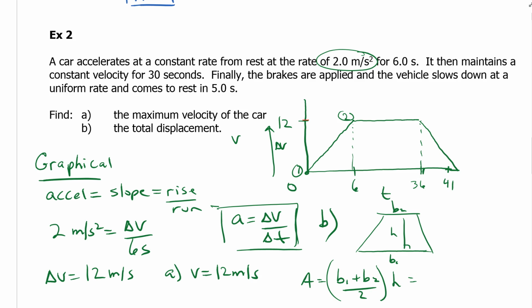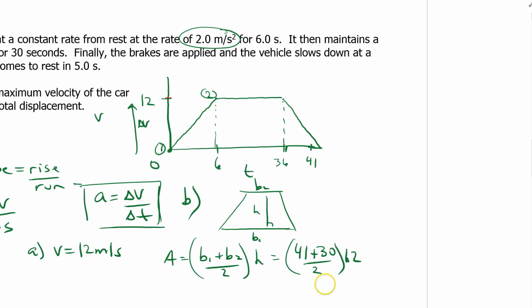So what are our two bases? One is 41, and the other one is, careful, it's not 36, it's 30, divided by 2 times my height, which is 12. And when I do all that math, I believe I get 426 meters.